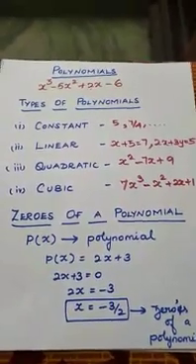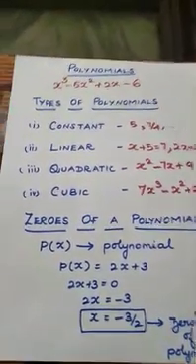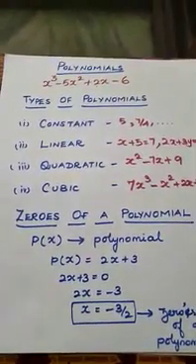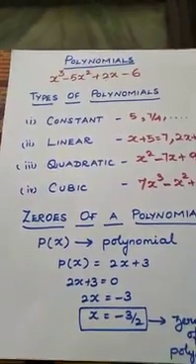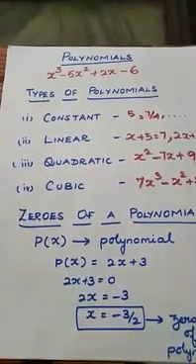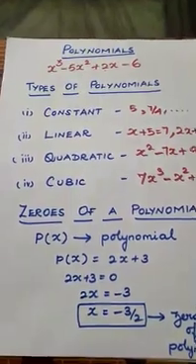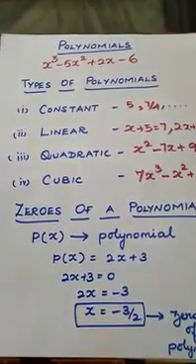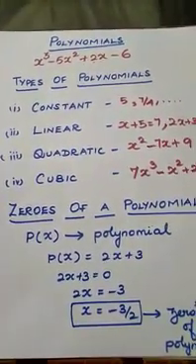Actually, p of x is a polynomial equation and k is any real number. Suppose we apply the k value in the polynomial equation, that is, replacing the x value by k. The time p of k equal to 0 means k is actually a zero of the polynomial.